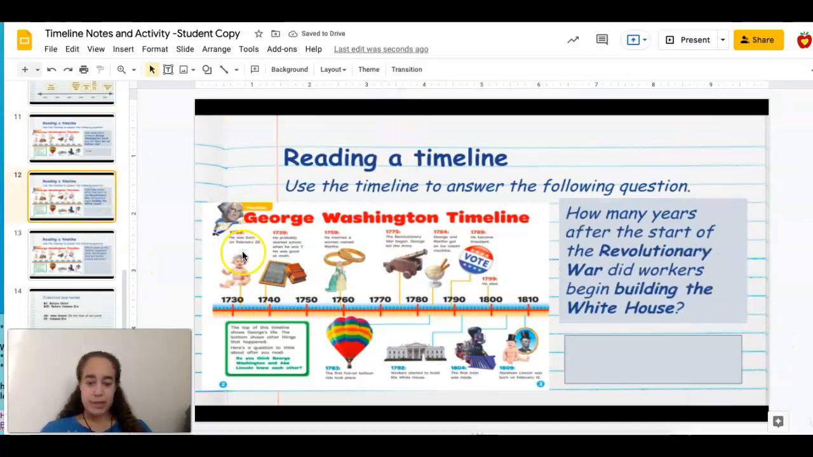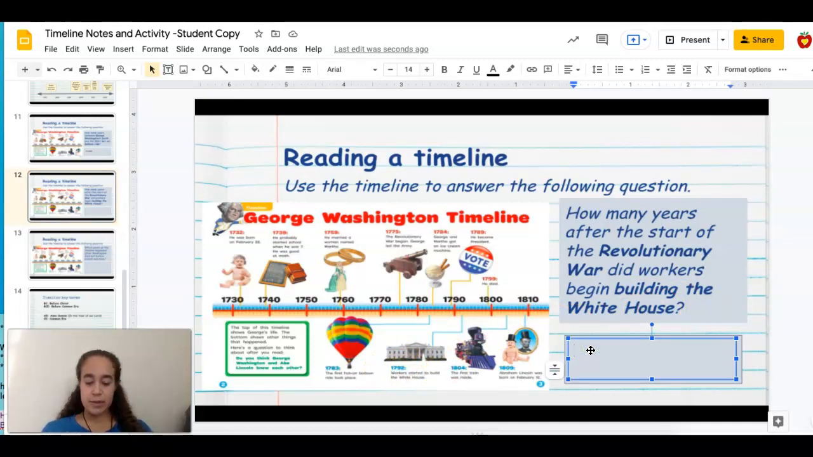The second question about the George Washington timeline asks how many years after the start of the Revolutionary War, event here, 1775, did workers begin building the White House? It's here, 1792. So if we find the difference between those years, 17 years after.